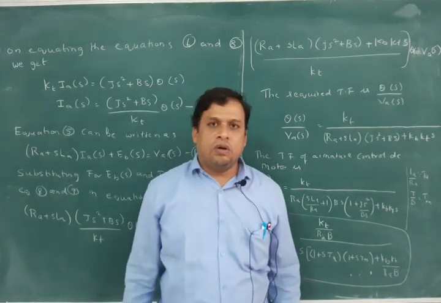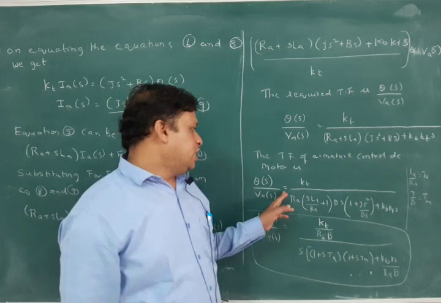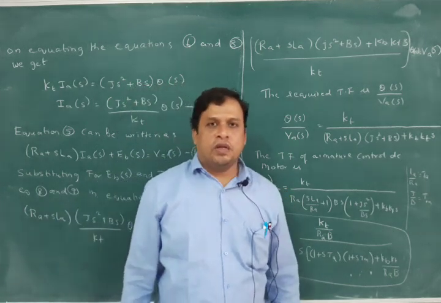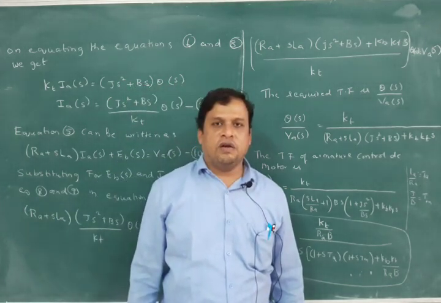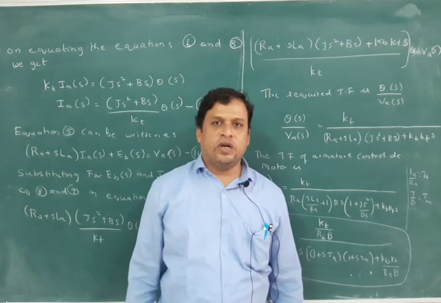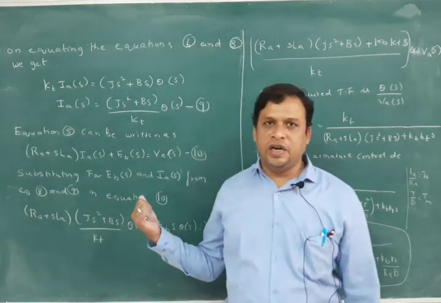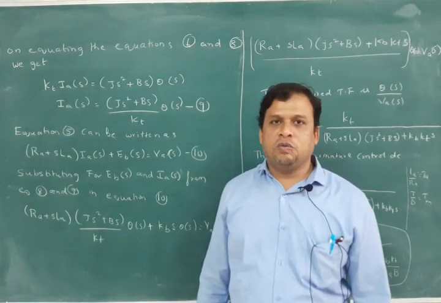Okay. Now, after the armature control DC servo motor, we will see the same method for field control. In field control the field is not constant, the field will be varying and the armature voltage will be kept constant. So on similar lines we will be deriving the field control of a DC servo motor also.